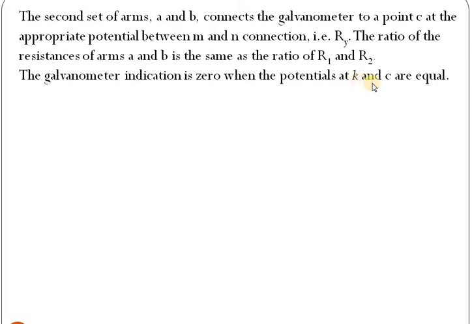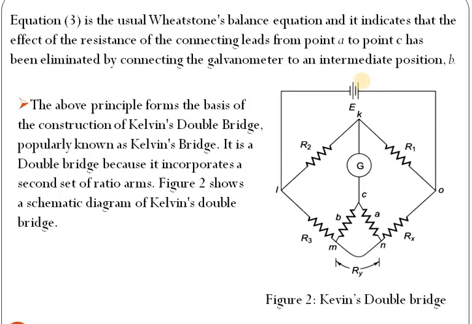The galvanometer indicates 0 when the potentials at K and C are equal. Here K is the other end of the galvanometer, and the point C is from the second set of arm resistances. So whenever the potentials of K and C are equal, the bridge is balanced.